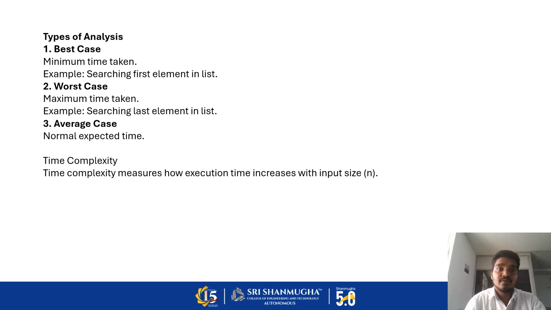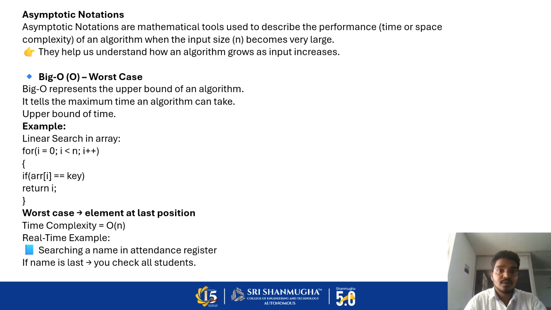There are three types of analysis: best case, worst case and average case. Best case is the minimum time taken for execution, for example searching for the first element in the list. Next, worst case takes the maximum time, for example searching for the last element in the list. Next, average case is the normal expected time. So what is time complexity? Time complexity measures how execution time increases with the input size.